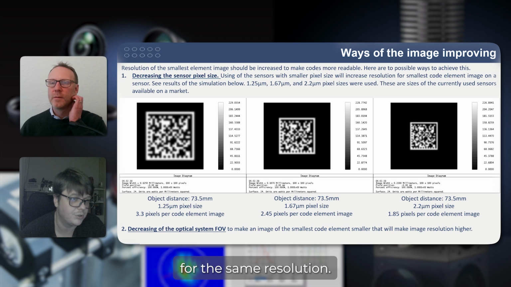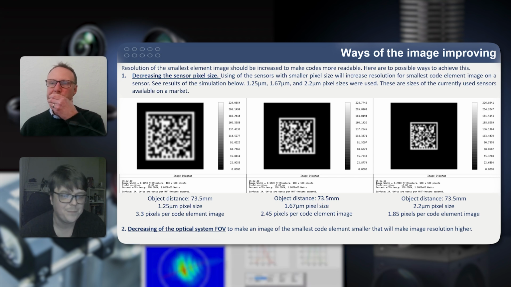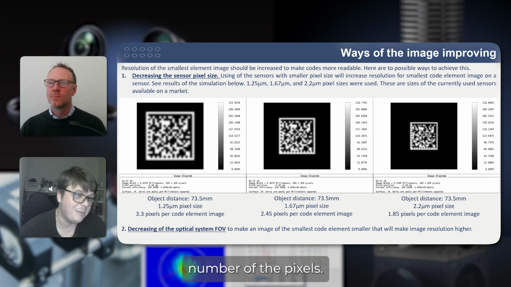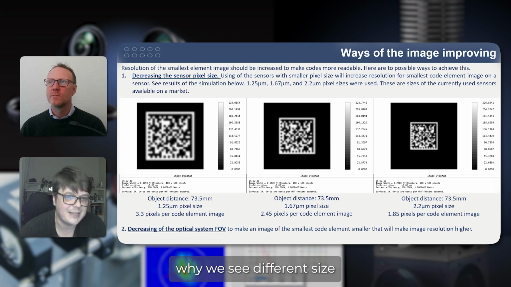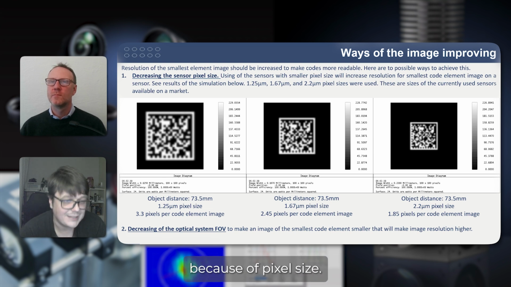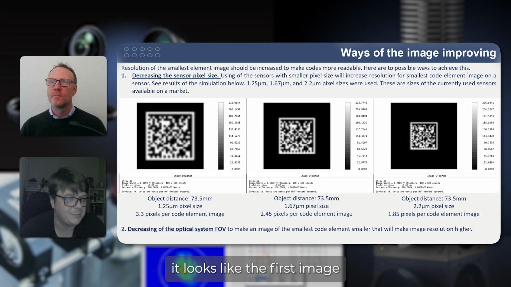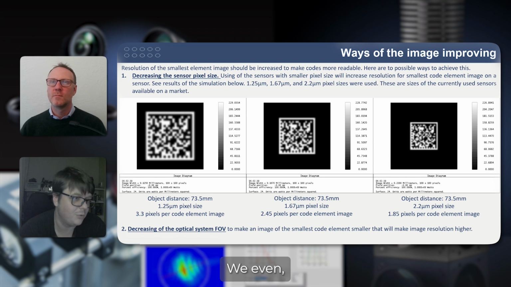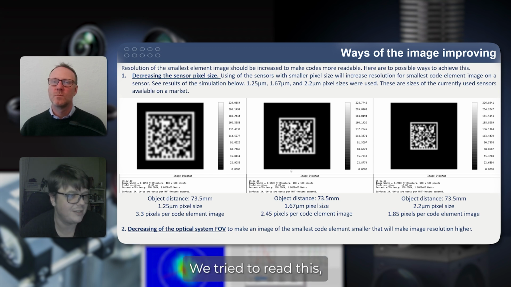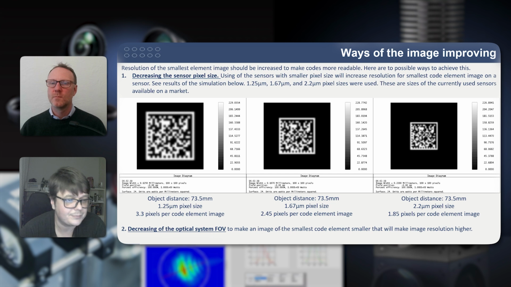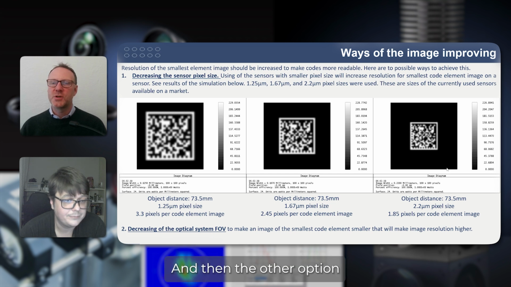The images were made for the same resolution, so these three images were received with the same number of pixels. This is why we see different sizes of these images, because of the pixel size. And it looks like the first image is the most suitable for our client's application. We even tried to read this image with the help of the client's software, and everything was good.